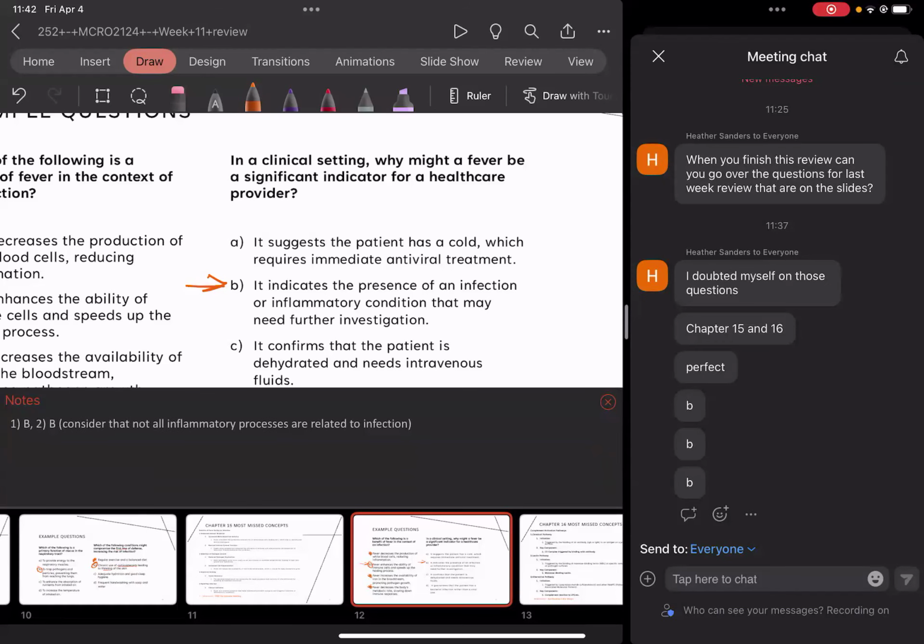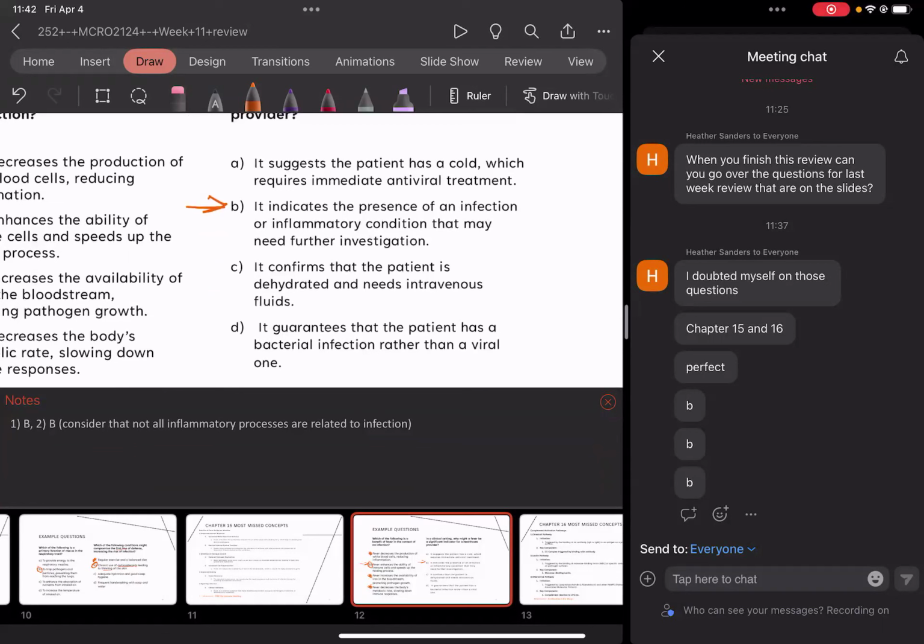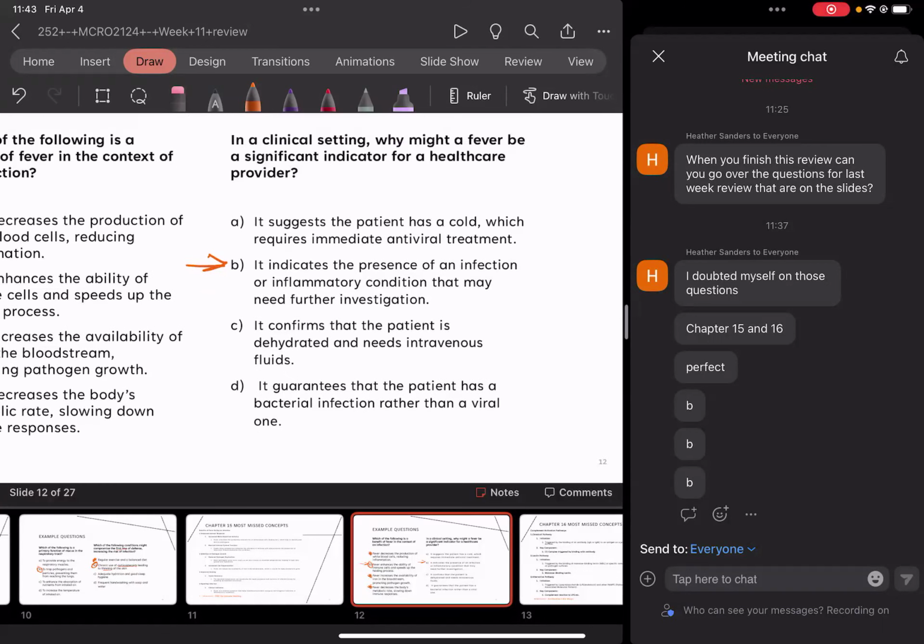All right, so I do have these down here in the notes, so I'll have that up for a second so we can look at that, but I'll open that if we need it.